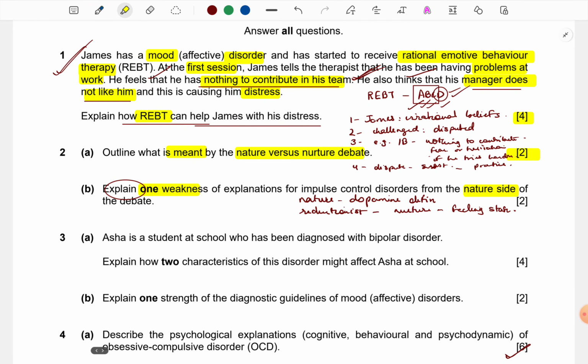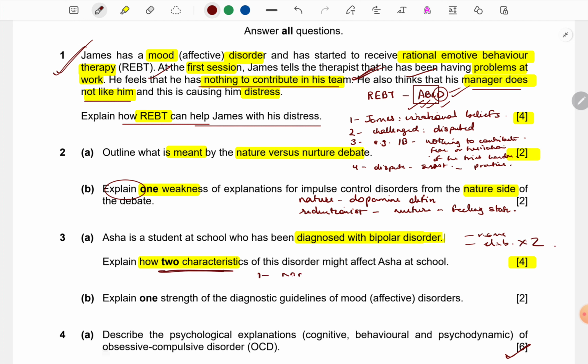Asha is a student at school who has been diagnosed with bipolar disorder. Explain how two characteristics of this disorder might affect Asha at school. Layouts are very simple for every answer. Name, elaborate. Name, elaborate. So you just do it twice because they've asked you for two characteristics.